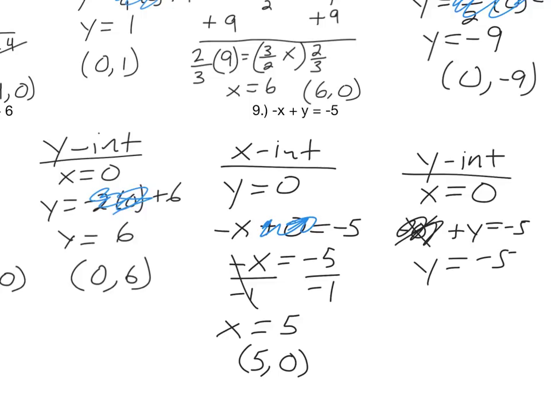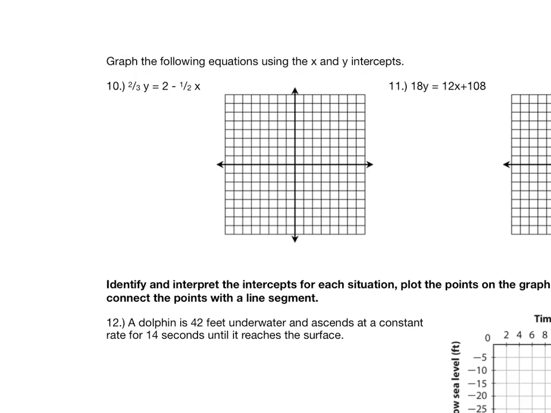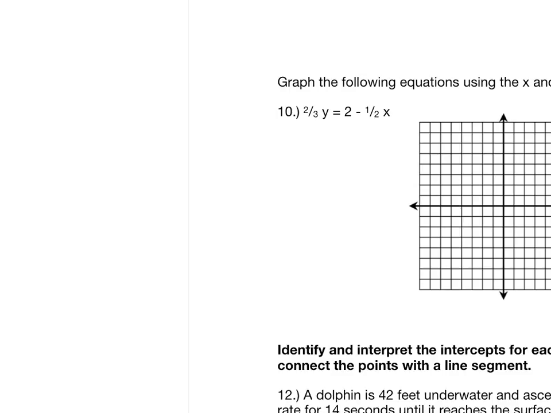So that would be 0, comma negative 5. All right? So for number 10 and 11, you're doing the same thing as before, except now you're going to graph them at the end, right? That's the only difference. So number 10 is 2/3 times y equals 2 minus 1/2 x. So you're first going to find your intercepts.